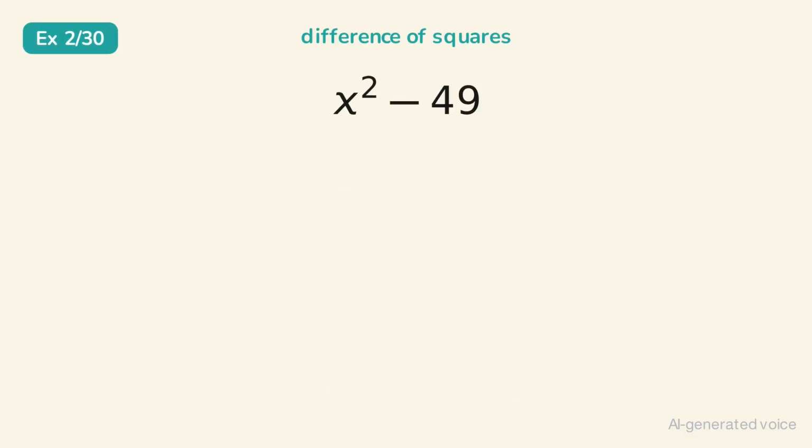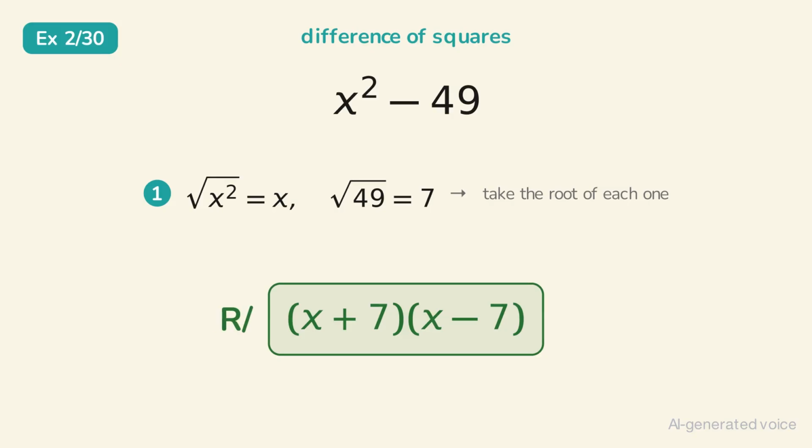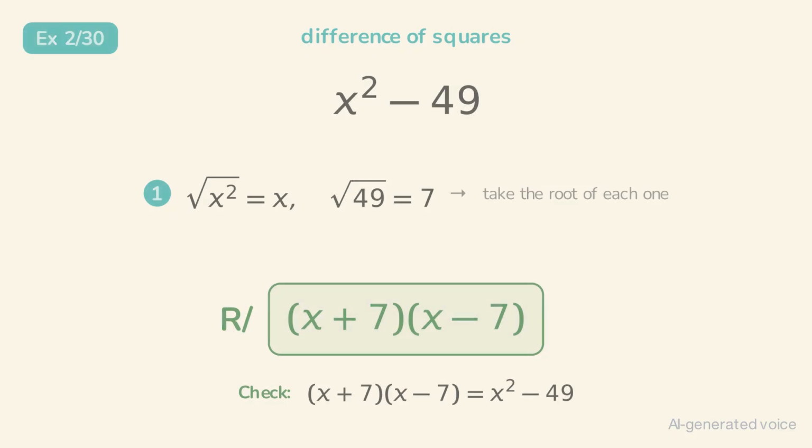This one is elegant. Let's factor x² minus 49. 2 terms and a subtraction. The key clue, both are perfect squares. x² and 49, which is 7 squared. We take the root of each. Root of x² is x, and root of 49 is 7. And a difference of squares always opens into a sum times a difference. (x plus 7) times (x minus 7). Check. (x plus 7) times (x minus 7). The middle terms, plus 7x and minus 7x, cancel, leaving x² minus 49.